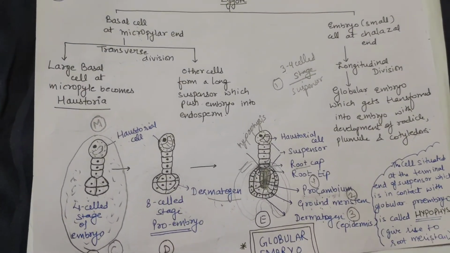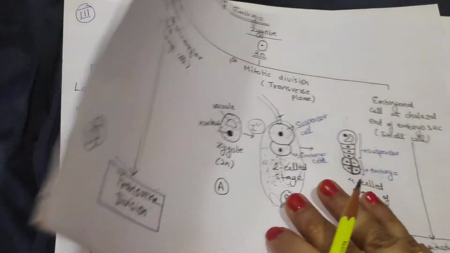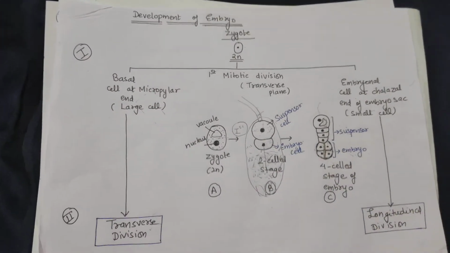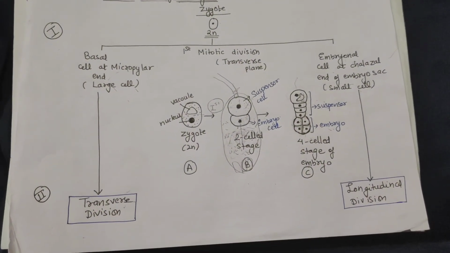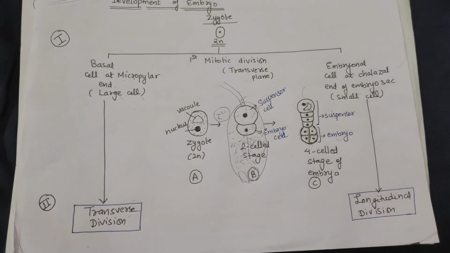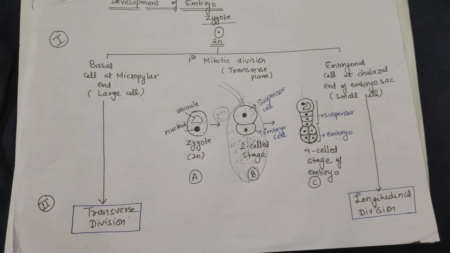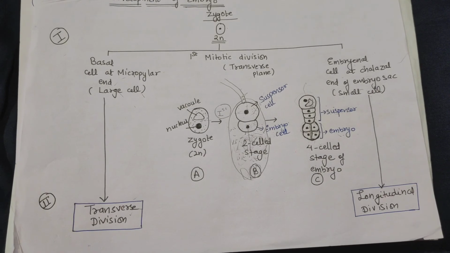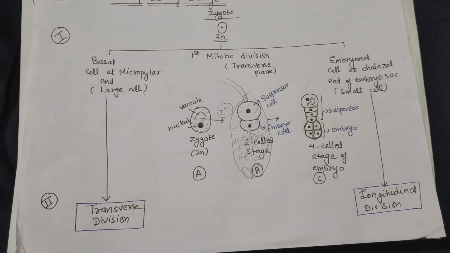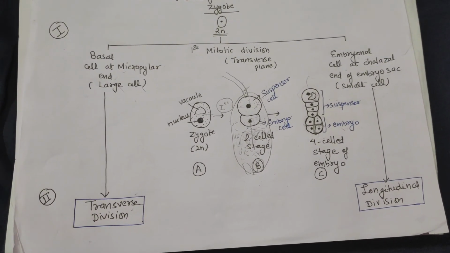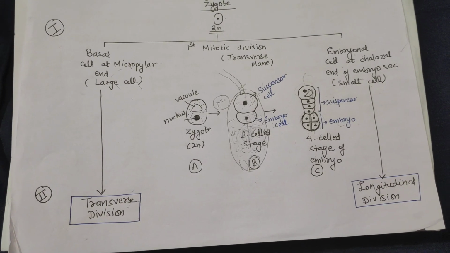So this is all about the development of the embryo in the plant, which is a post-fertilization event. After this, we will see the dicot seed and the monocot seed, because once the embryo is completely developed and food is stored in the cotyledons, we will see how the dicot and monocot seeds develop.